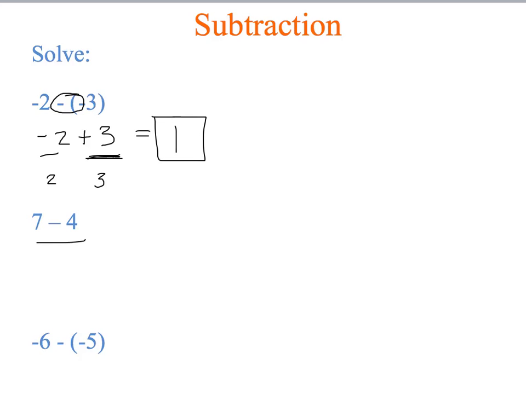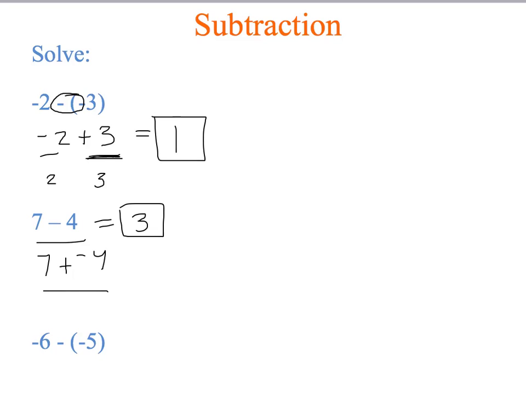Here we have 7 minus 4. That's also the same as 7 plus negative 4. But since 7 minus 4 is something we recognize from things we've done when we were younger, we're going to say 7 minus 4 is equal to 3. So it would also be the same as if we did 7 plus negative 4. That would also give us 3.